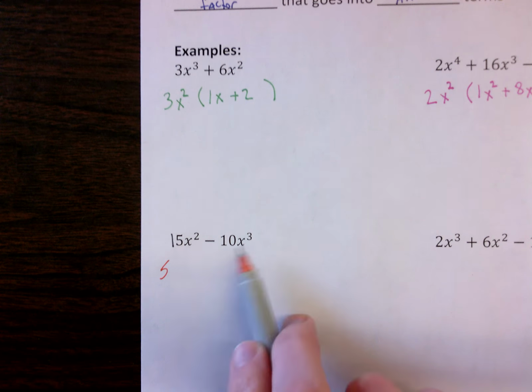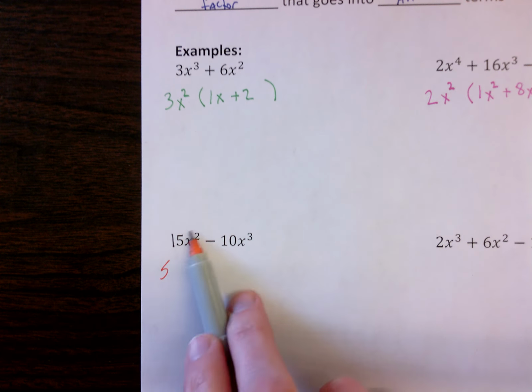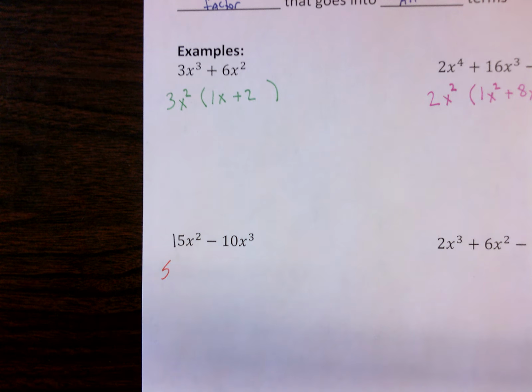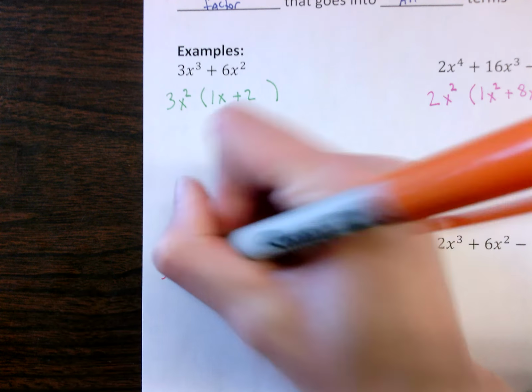This guy has 2 x's. This guy has 3 x's. So how many can I take from each of them? Well, I could take 2. Once I take 2, this guy won't have any more to give me, right? So x squared.